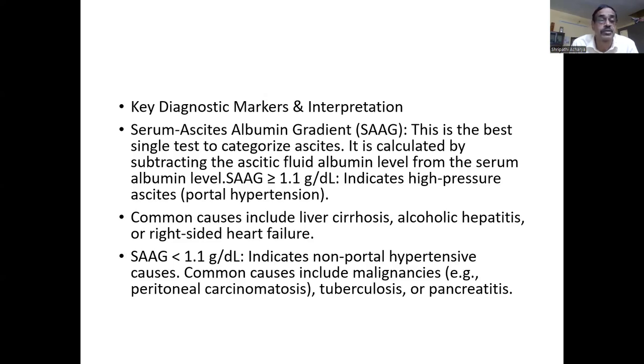SAAG less than 1.1 gram per deciliter indicates non-portal hypertensive causes. Common causes include malignancies, for example, peritoneal carcinomatosis, tuberculosis, or pancreatitis.